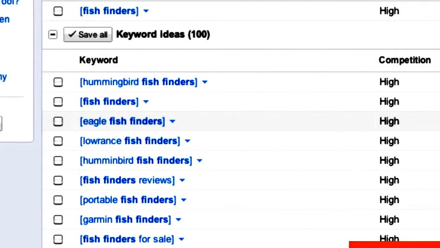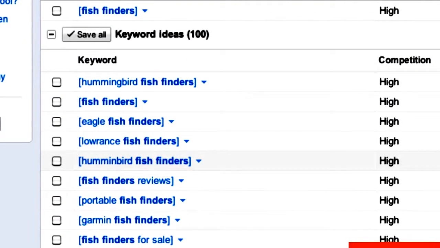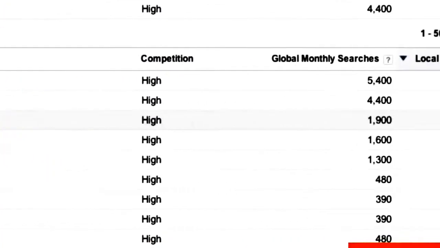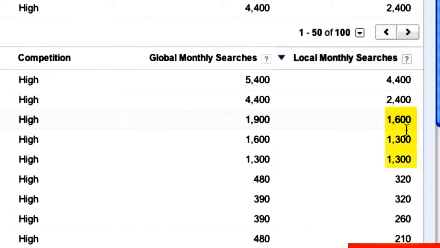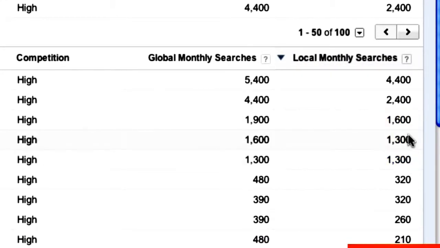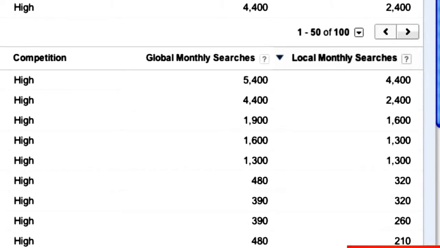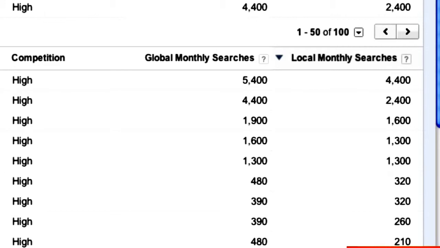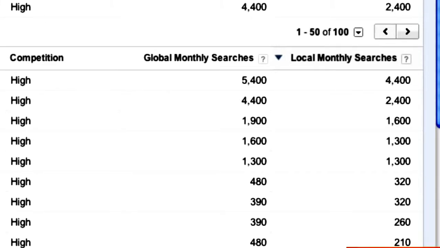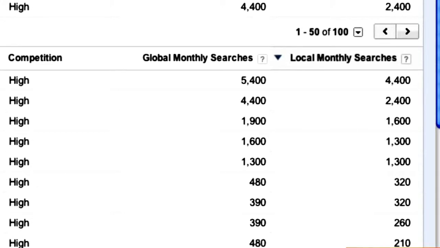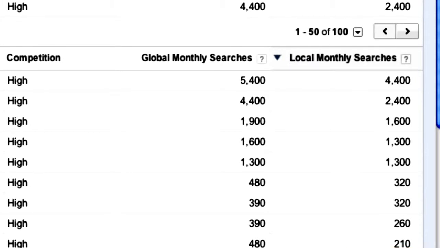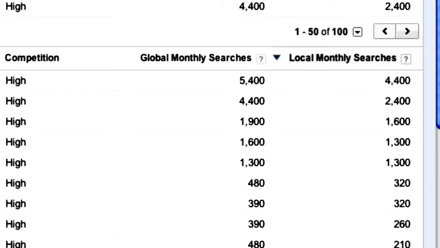We've got Eagle Fish Finders, Lowrance Fish Finders, Humminbird Fish Finders. But really only 3 there in the 1,000 range. And then we drop way off to 300 and 200. And by the time we're 10 down, we're in the 100s. So this isn't to say this market would be awful, but I'd be a little leery of the fact that it's not a deep market.